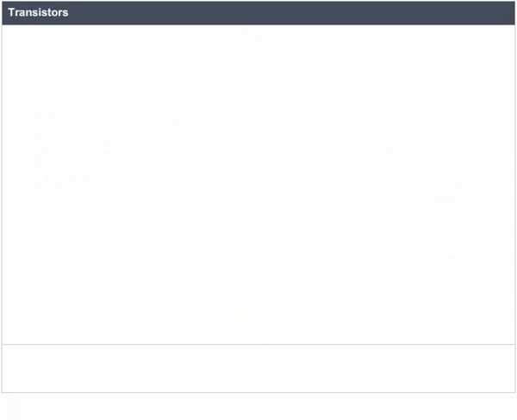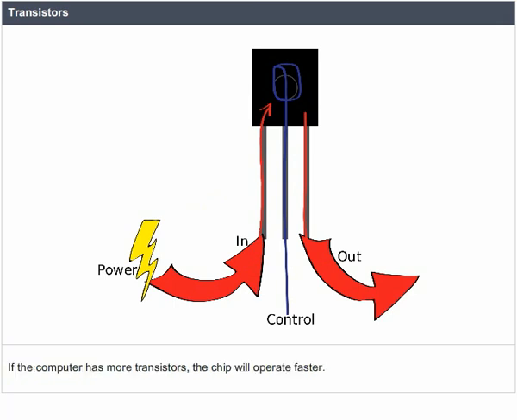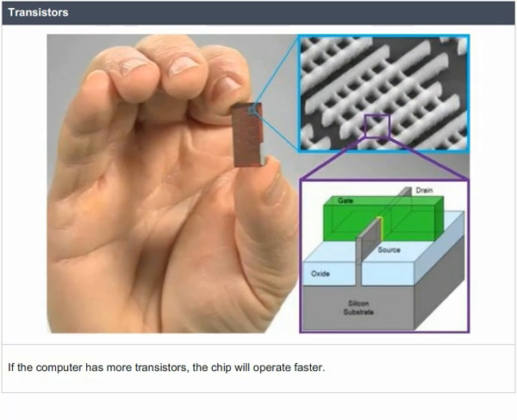Transistors. Transistors are the elements of a microchip that receive and give out electronic signals to communicate data. If the computer has more transistors, the chip will operate faster.